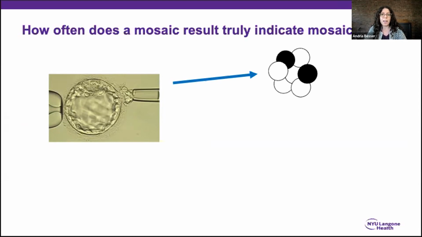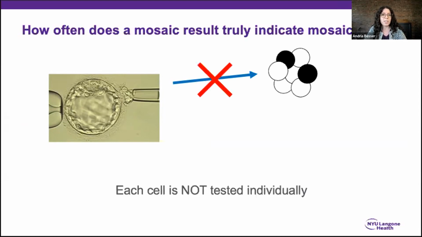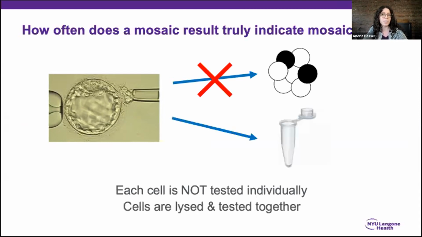But we have to remember that's not the case when we're biopsying embryos. The cells aren't actually being tested individually. What we're testing is a clump of cells that get put into this PCR tube. Those cells are going to be lysed immediately. So there's no way to actually determine results for individual cells. We're not actually seeing a mix of normal and abnormal cells. So it's not quite an accurate description.